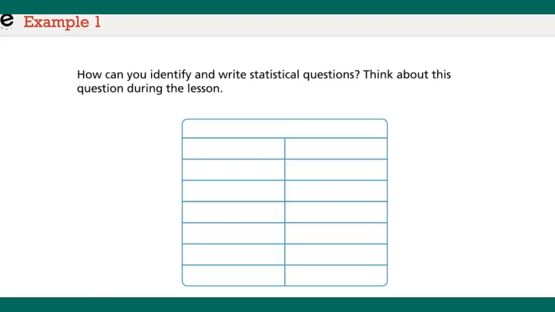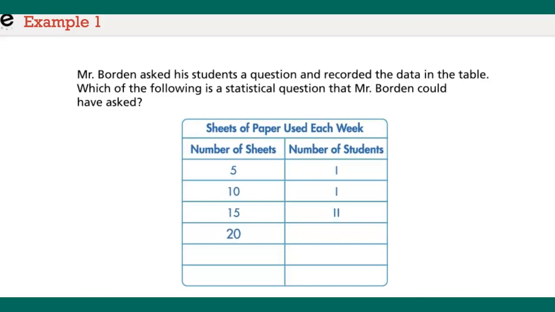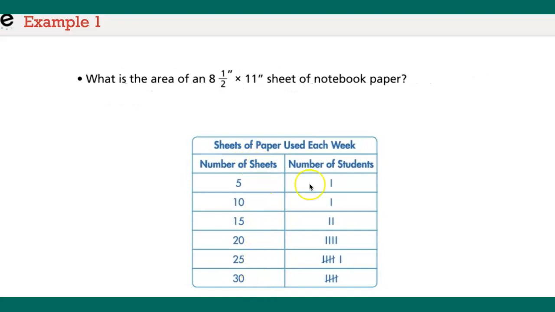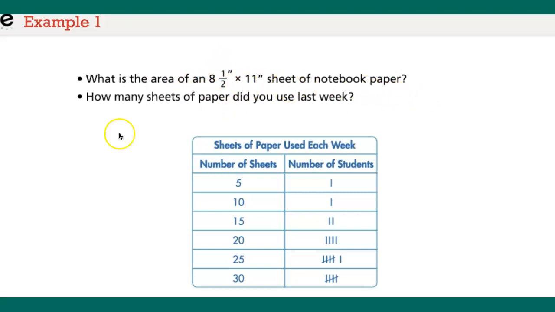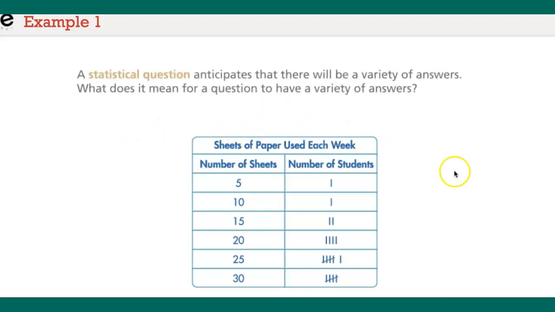So we're just going to see a table. Mrs. Borden asked the students a question and recorded the data in the table. Which of the following is a statistical question that Mrs. Borden could have asked? This is the number of sheets of paper. What is the area of an 8.5 inch by 11 inch sheet of notebook paper? How many sheets of paper did you use last week? Did Bill use notebook paper to write his book report?